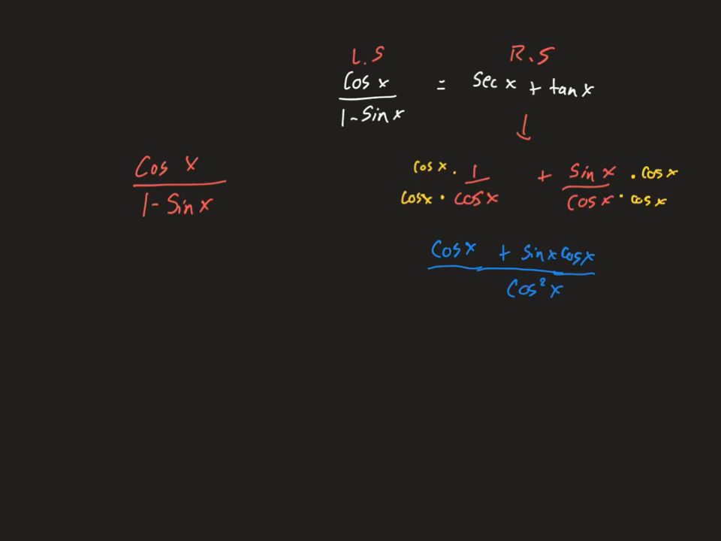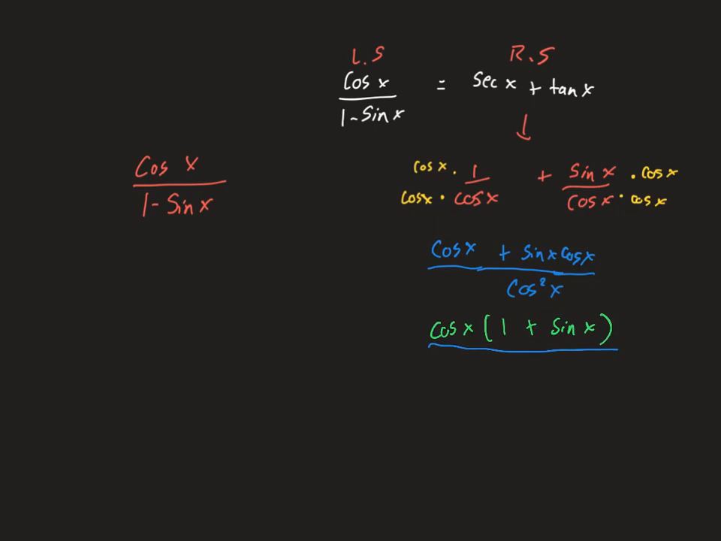Okay? Now, why did I want to do that? That's because now I can use some of my identities. For instance, on the top, I can factor out cosine, because I found in both of these I have cosine. So let's factor out cosine, which will leave me with, well, cosine divided by cosine is 1. Sine x cos x divided by cosine would also be sine x.